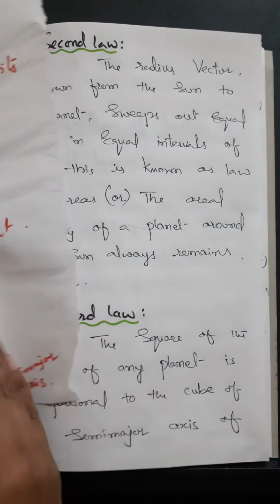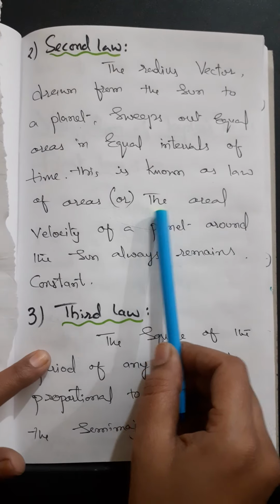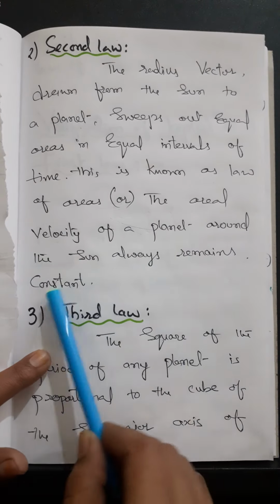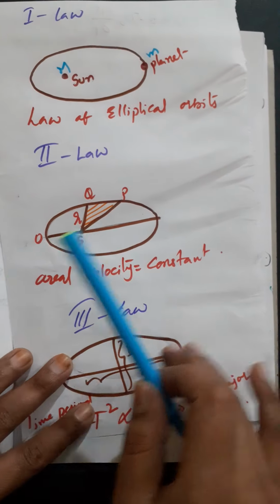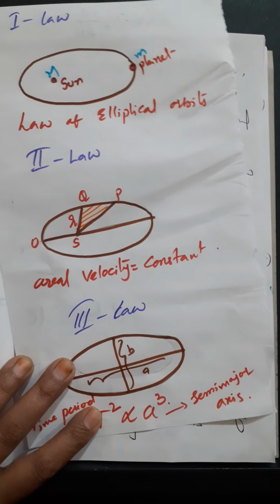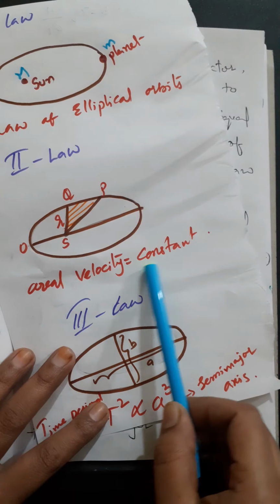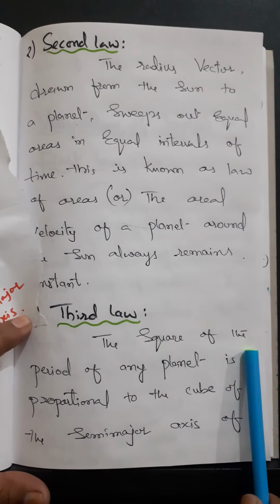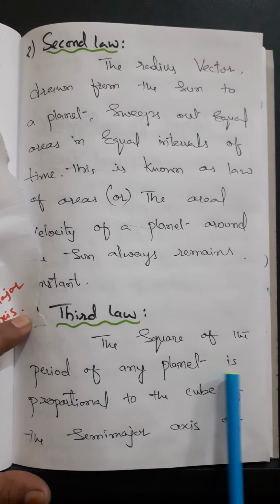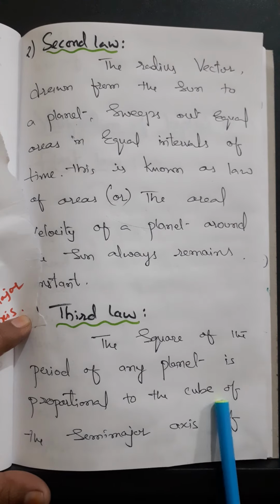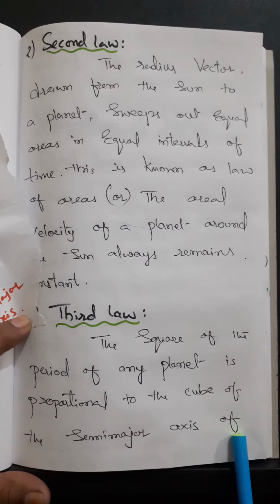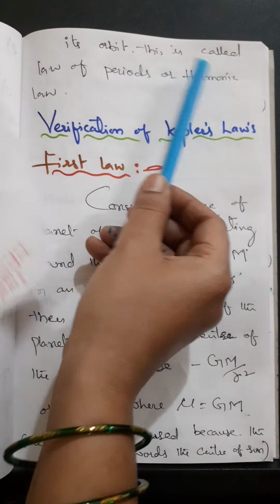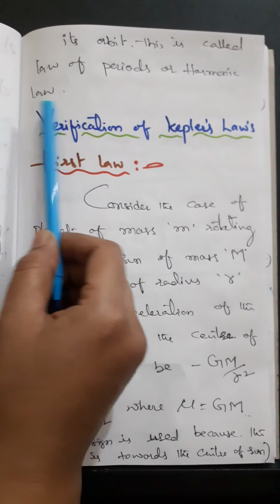The other definition for this is that the areal velocity of the planet around the sun remains constant. So for the verification of the second law, we have to prove that the areal velocity is constant. Now the third law: the square of the period of any planet is proportional to the cube of the semi major axis of its orbit. This is called the law of periods, or harmonic law.